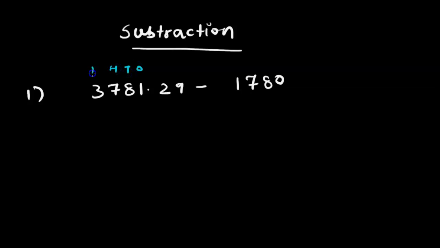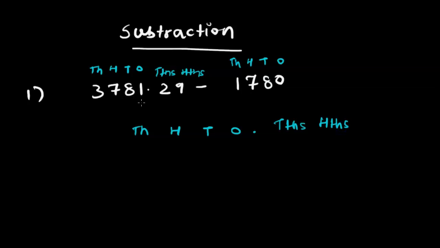Ones, tens, hundreds, thousands. First place after decimal is tenths place. Next is hundredths place. Here we have ones, tens, hundreds, thousands. We put the place value chart at the bottom. Ones, tens, hundreds, thousands. Then we put decimal. After decimal we have tenths place and hundredths place. Now we put in the number. Number is 3 under thousands place, 7 under hundreds place, 8 under tens place, 1 under ones place, decimal 29.